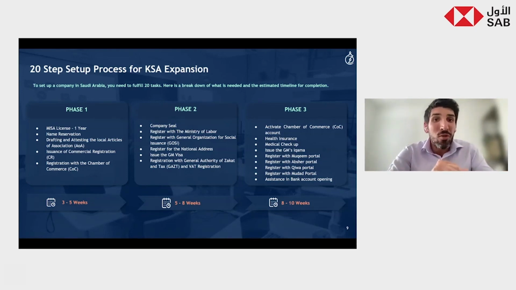You need to register with the Ministry of Labour, which allows you to employ individuals. You'll need to register with the GOSI system, which is their social insurance system in Saudi Arabia, where you'll also register your Saudi national employees. You'll need a national address. So you do need to have a national address when setting up and establishing in the kingdom. You'll need to issue a visa for your general manager, and you'll need to register for Zakah.